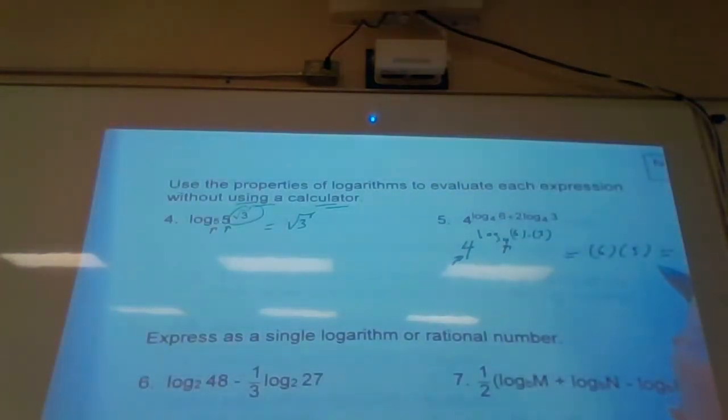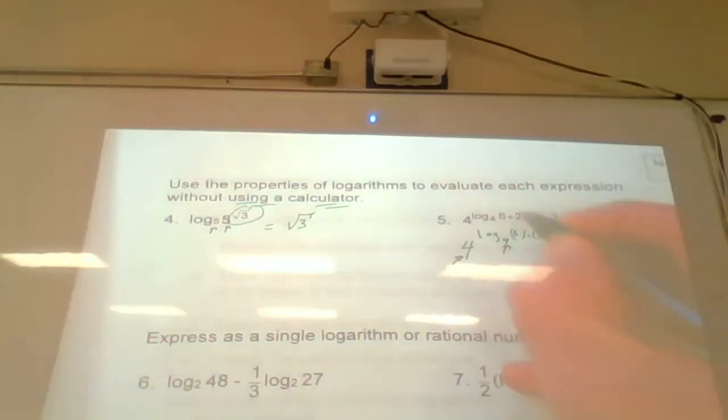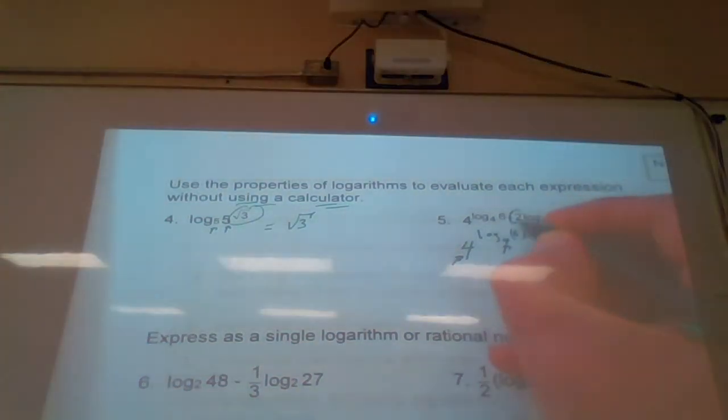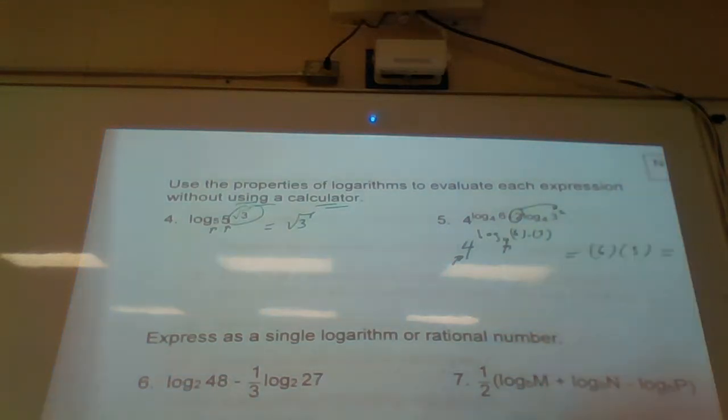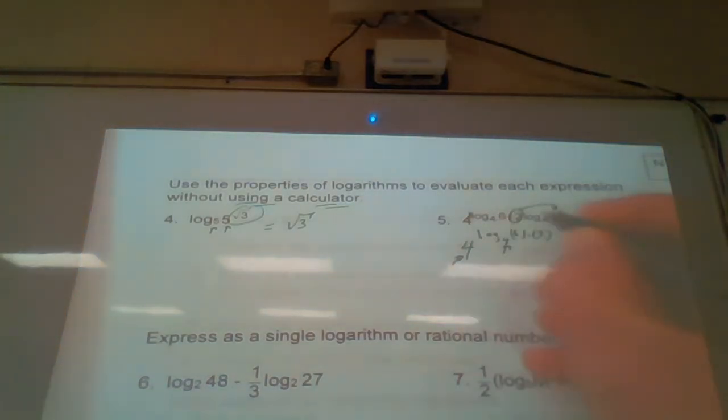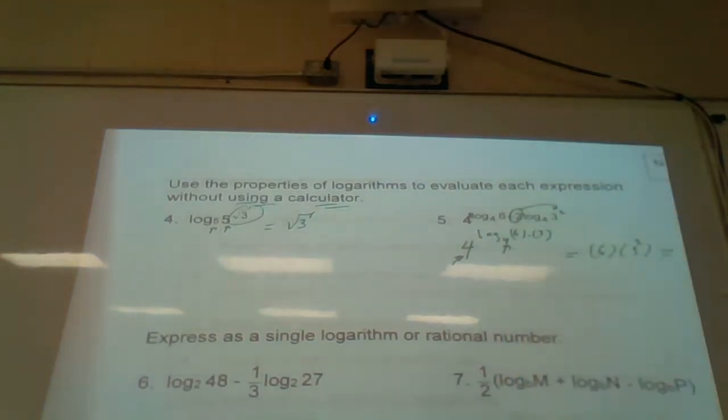Well, okay, so here, before I can do this, actually, I forgot about this. If you have a number in the front, you have to put it up here first. So this becomes 3 squared. The coefficient next to the log has to be a 1. So if you have any number other than 1 right here, make it a power. So this becomes 9 times 6, which is 54.